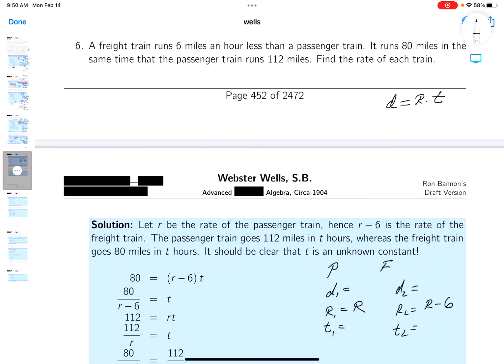So they say the same time. So I'll put X and X. You can use T if you like. And how many miles? I'll write this down. So what do you get? The passenger train does 112 miles, whereas the freight train does 80 miles, all right? They want to find the rate of each train.